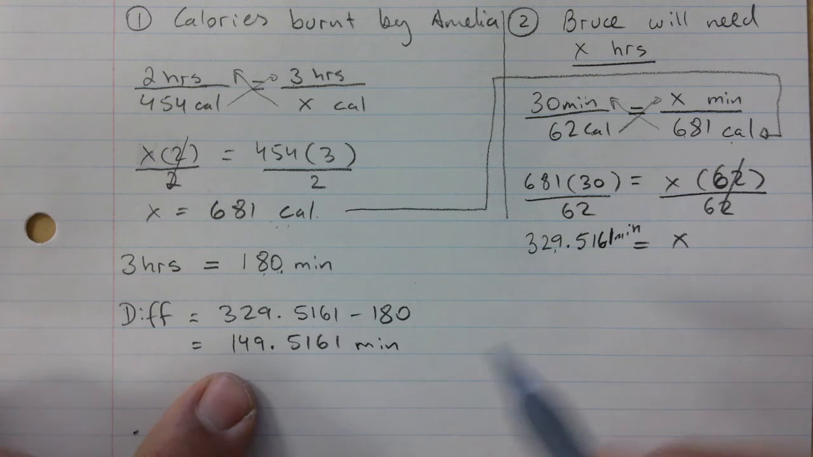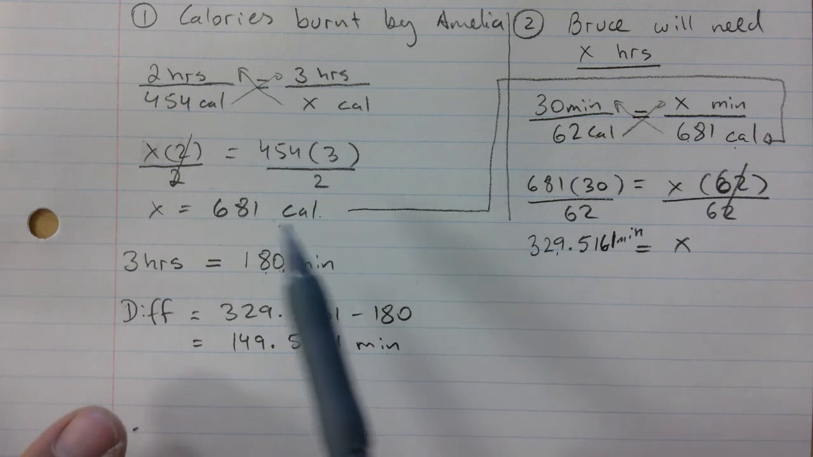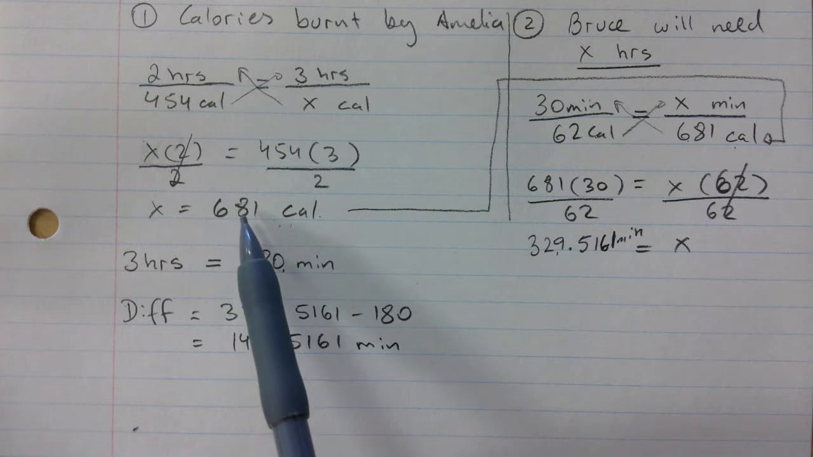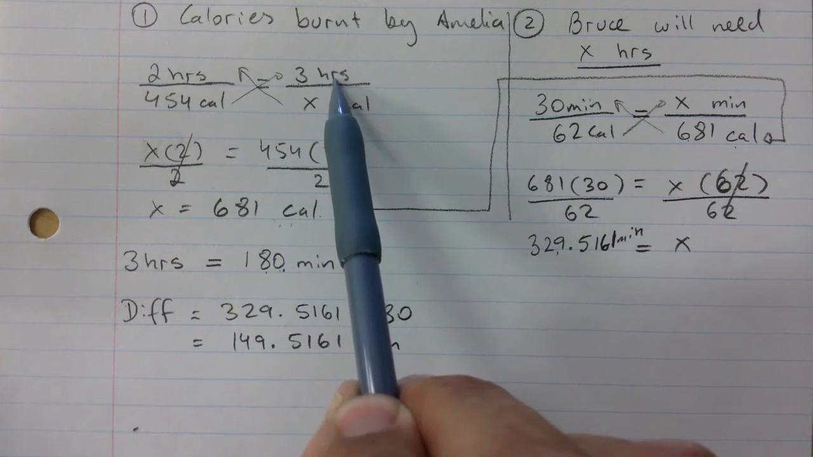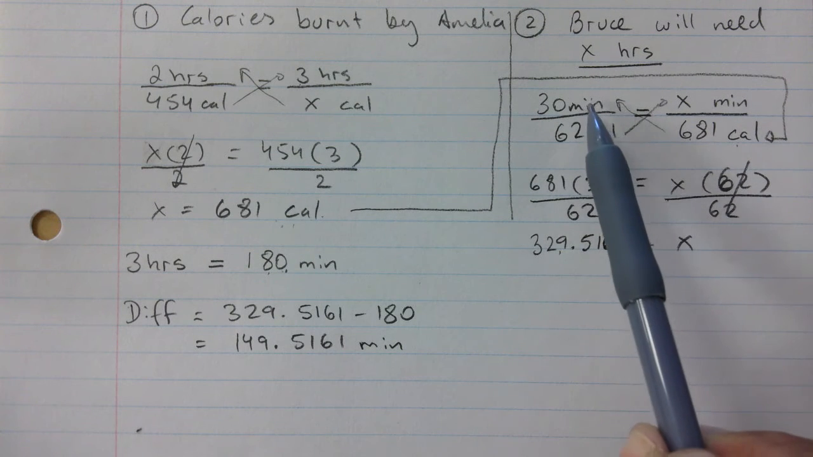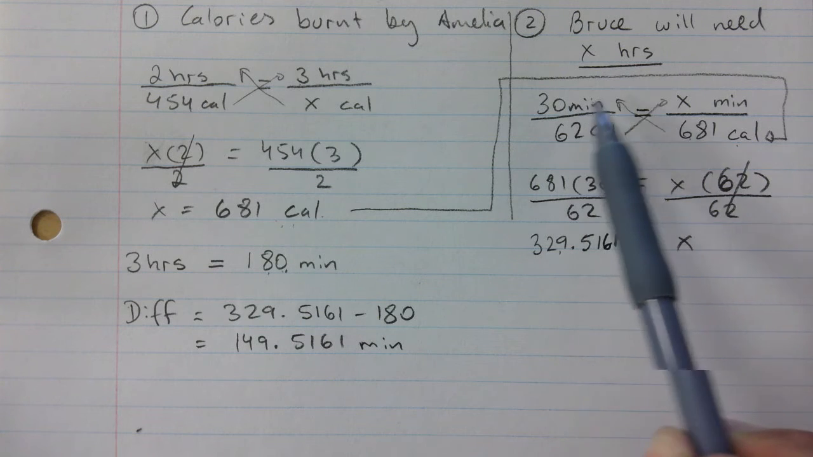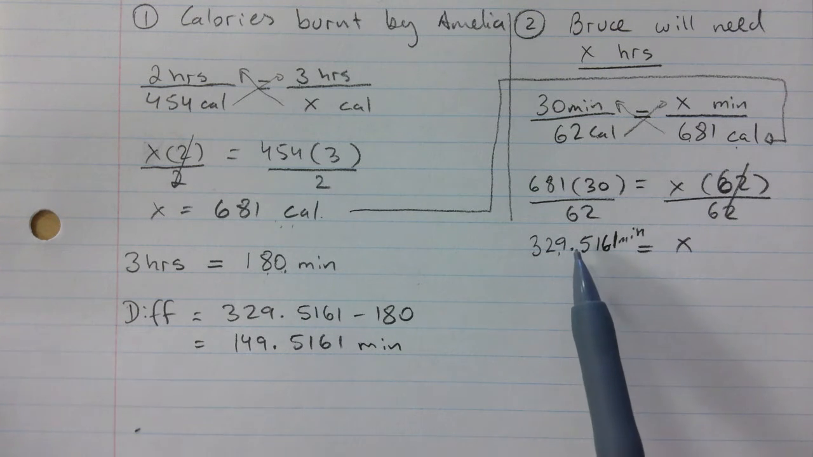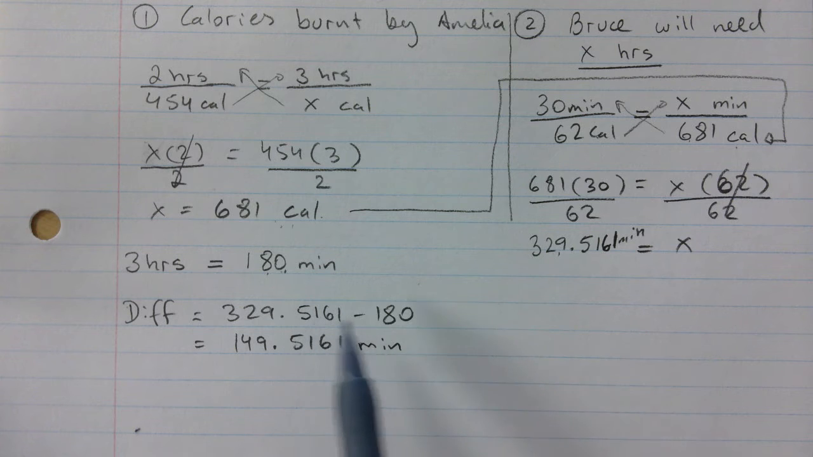Right? So are we following that? Am I going too fast? I hope I'm not going too fast. But let me reiterate. What am I doing here? We figured out how many calories Amelia would burn in 3 hours. Then we brought it over to this side, knowing that Bruce burned 62 calories in 30 minutes. We figured out the total time he would need to burn that many calories. And now we're figuring out how much longer than Amelia he would have to walk.